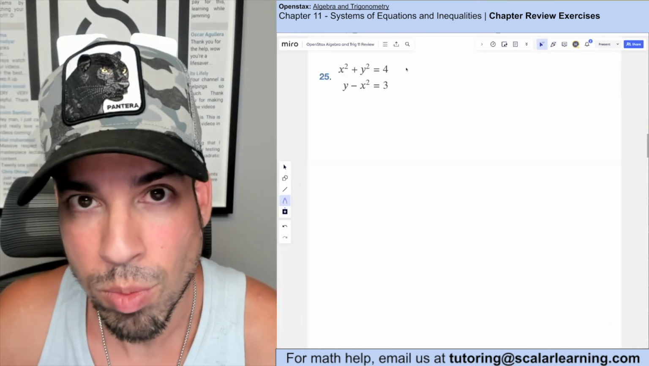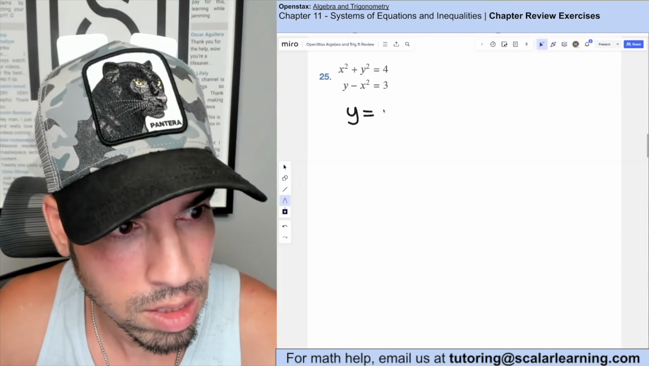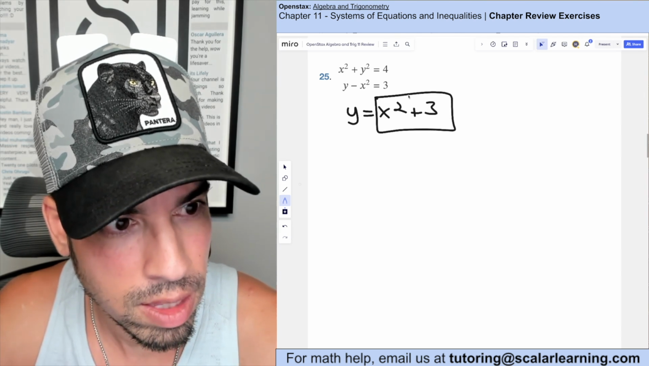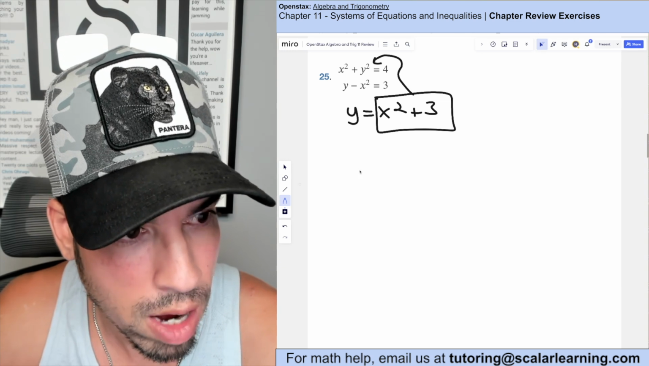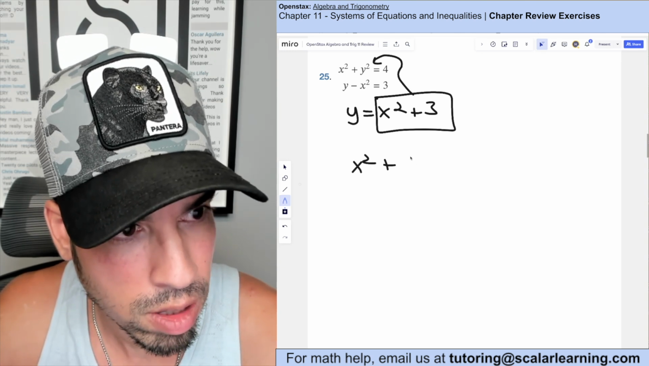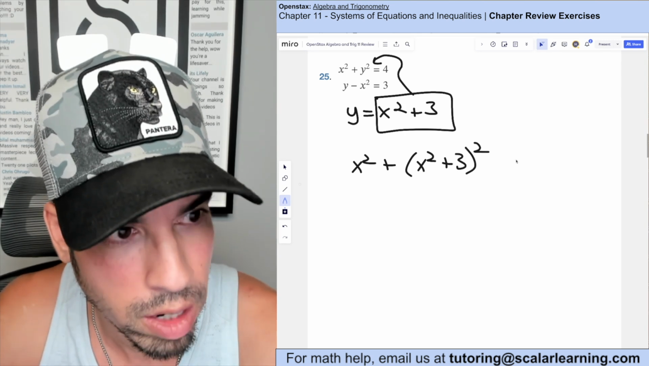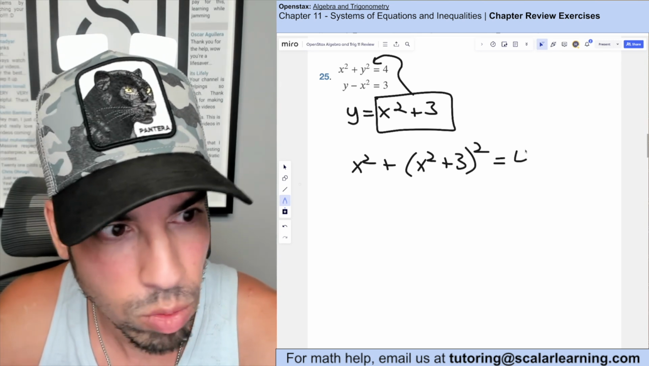Done. So for this one, we're going to use a little substitution. I'm going to isolate the y here. I'm going to add x squared to the other side. And then this can now plug in for y. So we got x squared plus 3. And that whole thing squared, right? And this whole thing equals 4.